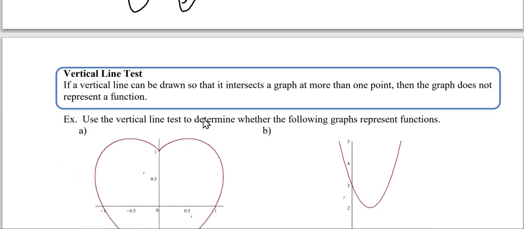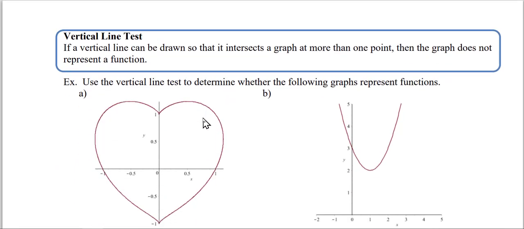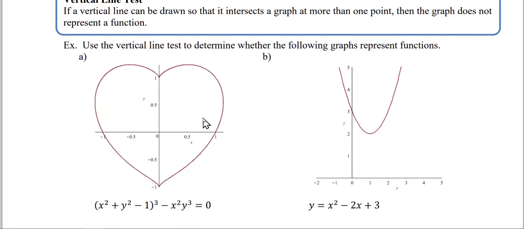Let's talk about this from a graphical perspective. The vertical line test can help us with this. Let's talk about why. What the vertical line test says is if a vertical line can be drawn so that it intersects a graph at more than one point, then the graph does not represent a function. Use the vertical line test to determine whether the following graphs represent functions. Look at this cute little heart here. Isn't that fun? Okay, here's what this is saying.